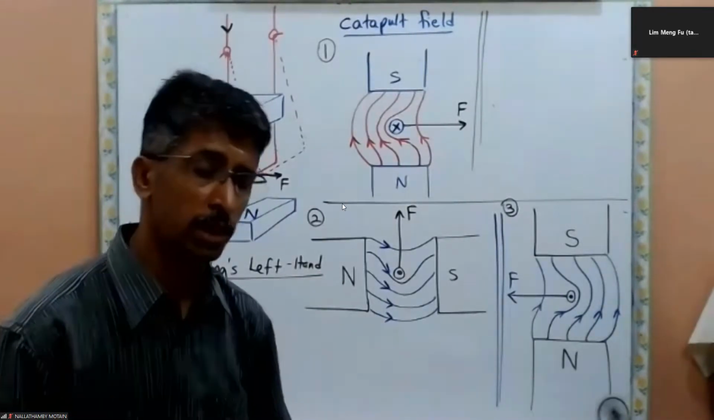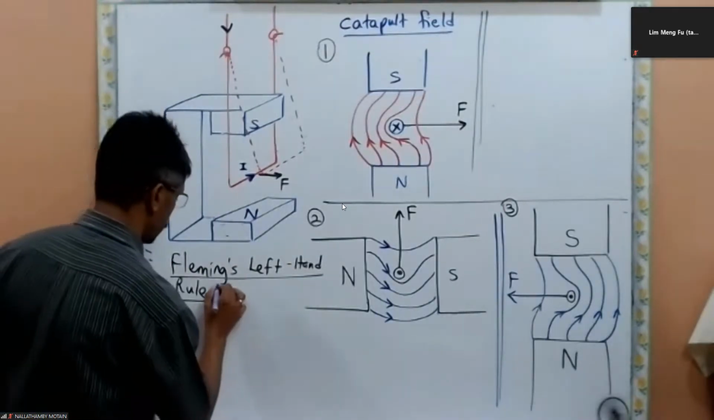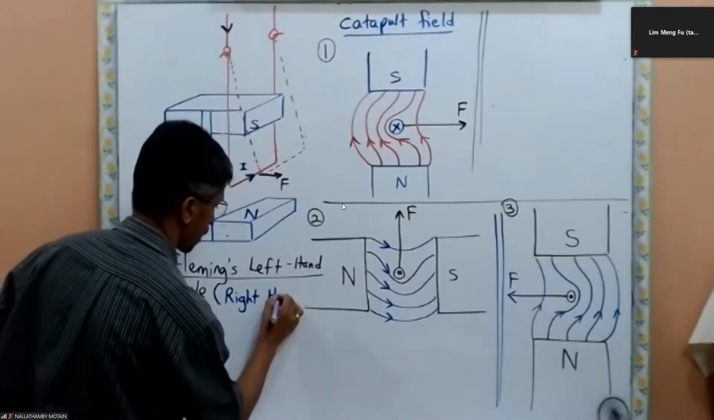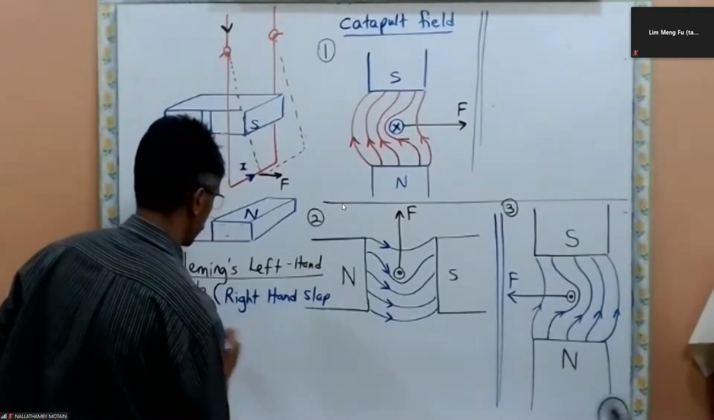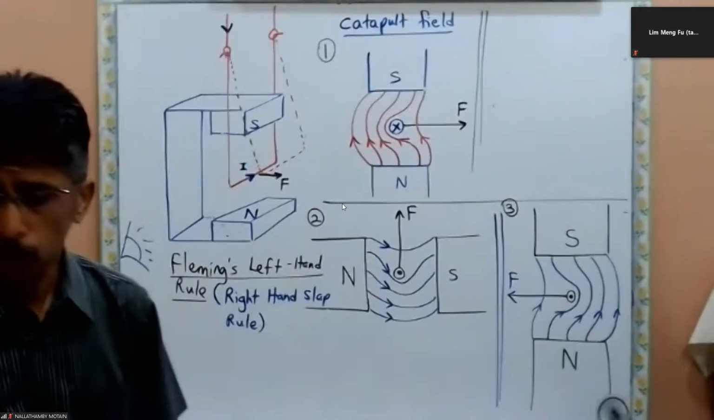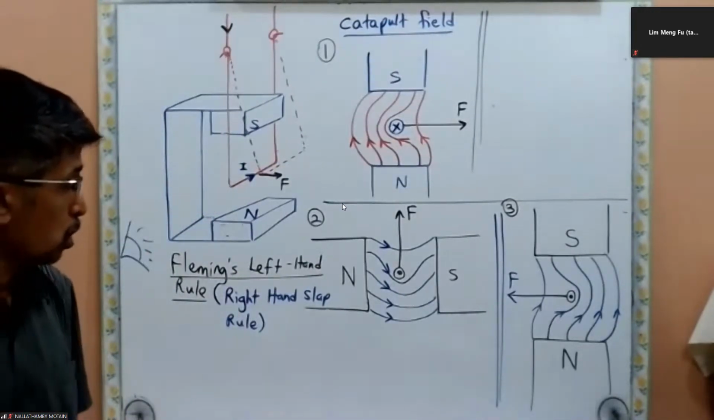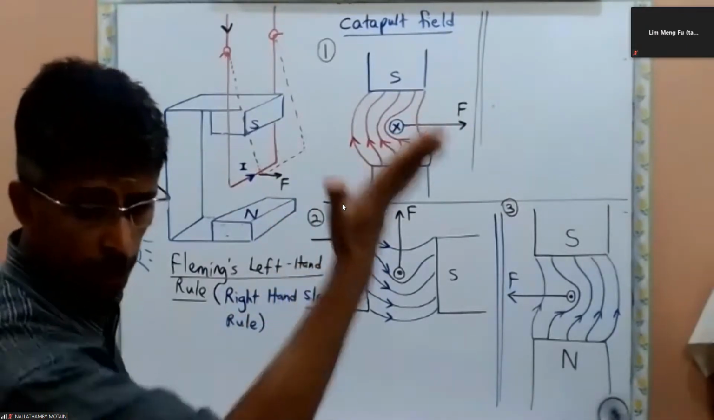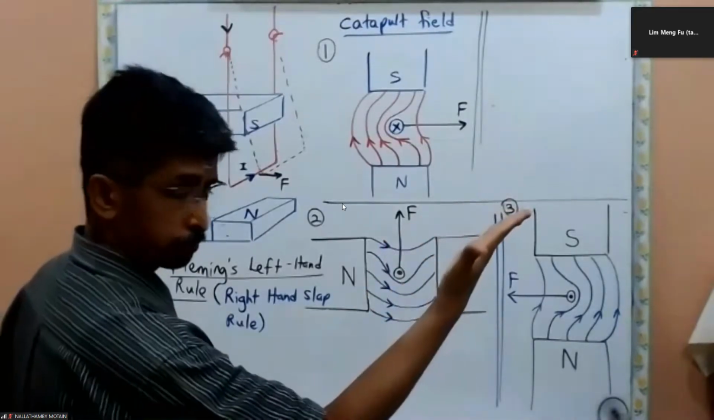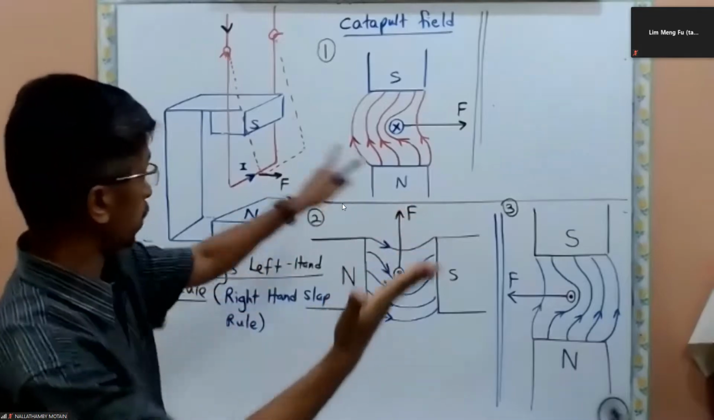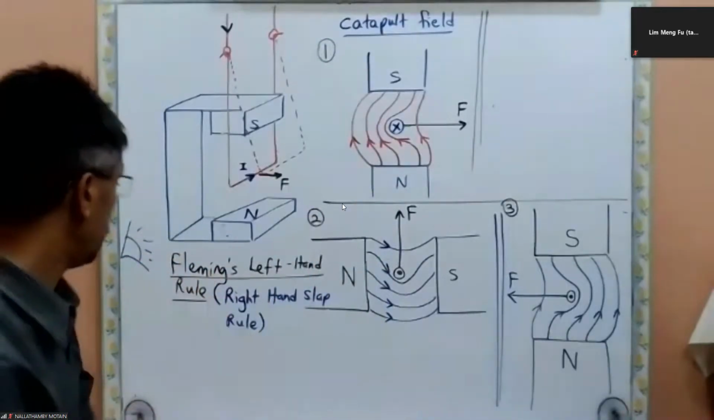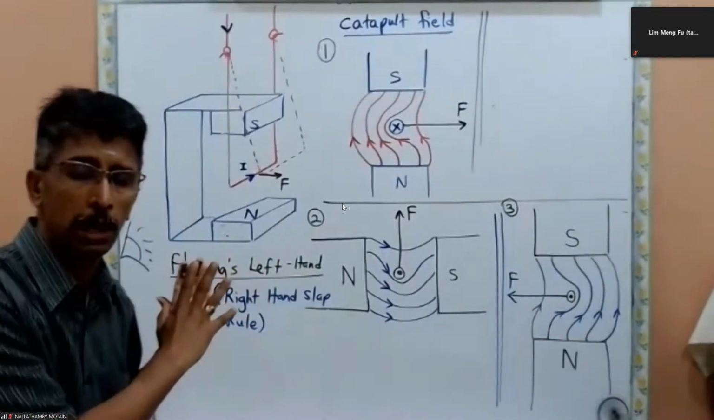There's another rule that can replace Fleming's left hand rule, which is the right hand slap rule. Let me teach you the right hand slap rule. Your right hand, are you ready? Let's check over here. Your thumb, over here. Remember, here we are using Fleming's left hand rule.